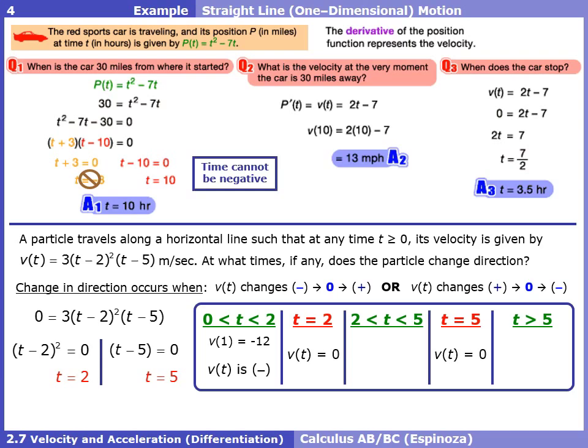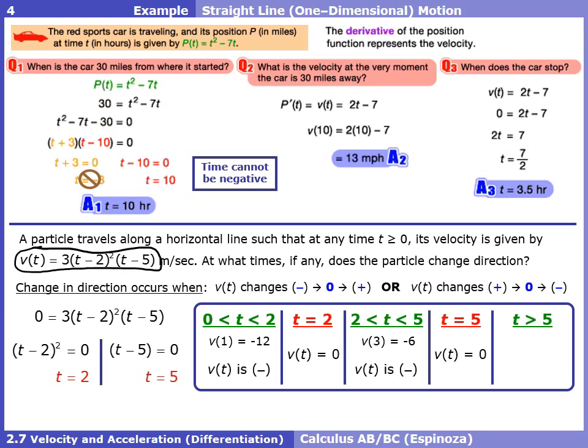So let's do the same thing for 2 to 5. I'm going to pick a time between 2 and 5 to see what the velocity is, and a good choice would be 3. I'm going to take 3 and plug it into this velocity equation. If you plug 3 into the velocity equation, you'll get negative 6. So our velocity is negative. Did a change in direction occur? Well, no. We went from a negative velocity, stopped, and still kept going negative after that. So there was no change in direction.